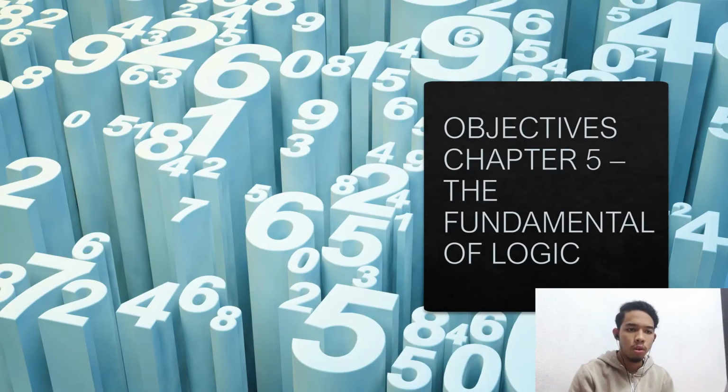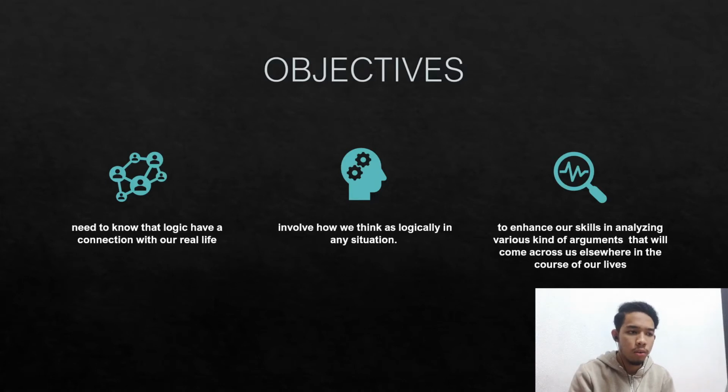So, the objectives for chapter 5, the fundamentals of logic. There are 3 objectives. The first one is to know that logic has a connection with our real life, the second involves how we think logically in any situation, and the last is to enhance our skills in analyzing various kinds of arguments that will come across us elsewhere in the course of our lives.